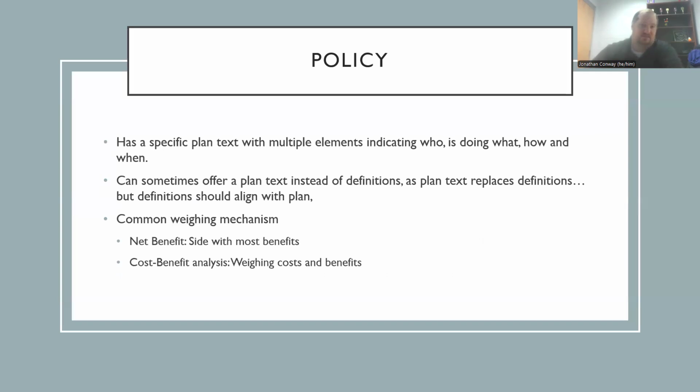And then policy rounds. Usually it's a specific plan text with multiple elements, usually like 4 or 5 blanks. Who is doing what? How are they doing it? When are they doing it? How are they paying for it? This is like a specific rule or policy that would theoretically be passed, right? Congress passes a law, president writes an executive order, something like that. A lot of these resolutions are going to have like an actor, USFG, state of Florida should, right? And so you have an actor and an action usually implies policy.